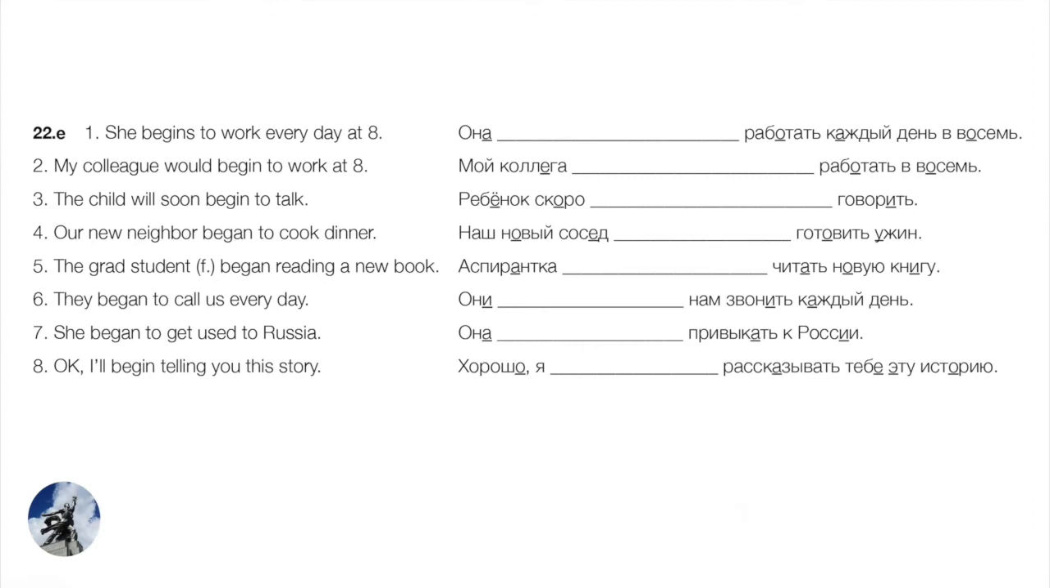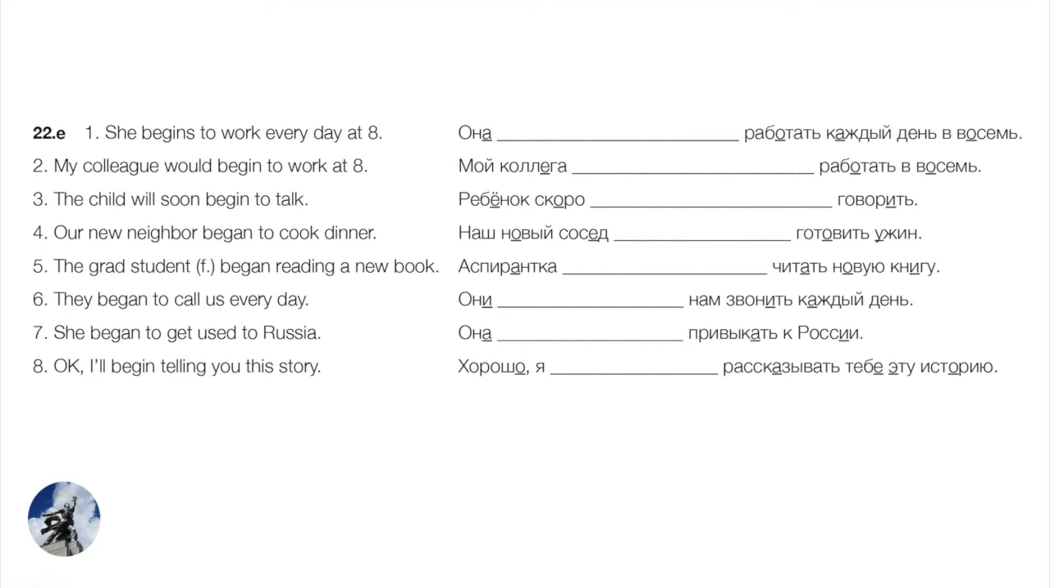Number 6, they began to call us every day. Okay, so now this is a little bit tricky maybe. They're now calling us every day, but they started this process only once, right? So even though we do have repetition involved here, the repetition isn't affecting the beginning, right?